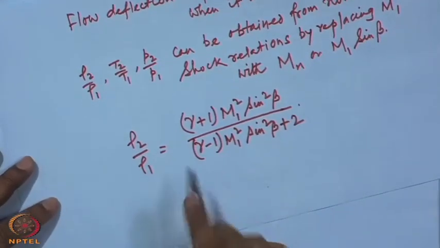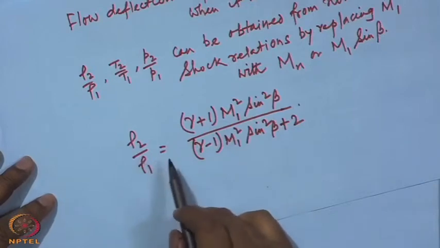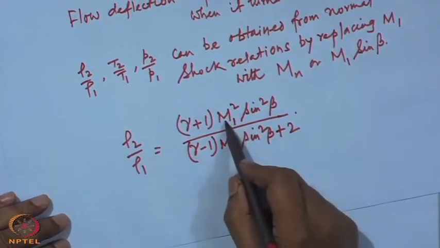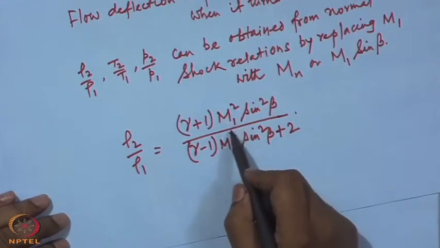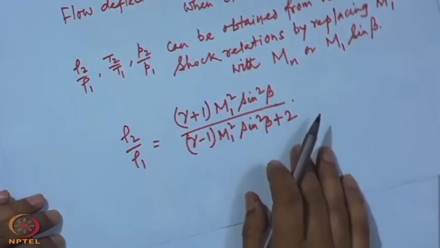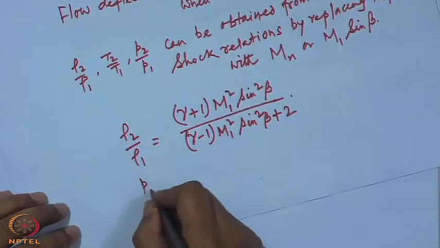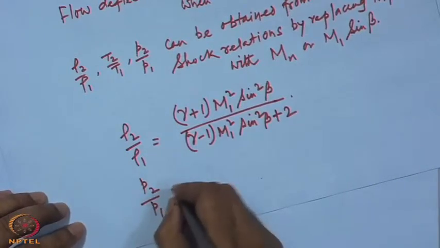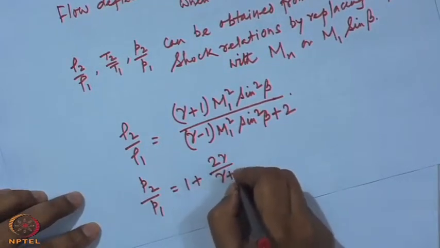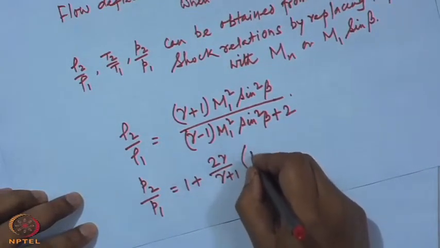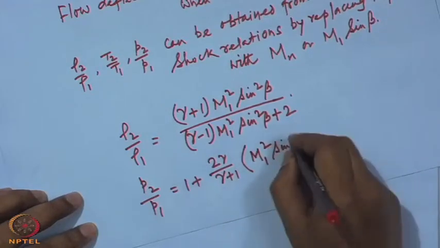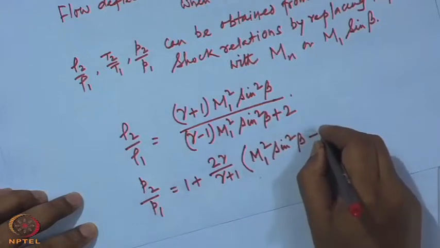You can see clearly that these are the same relationship as was derived in case of normal shock, only that upstream Mach number M1 square is replaced by now the upstream normal component of the Mach number, M1 sin beta. Similarly, the pressure ratio, which is 1 plus 2 gamma by gamma plus 1 into M1 square, again replaced by M1 square sin square beta, minus 1.